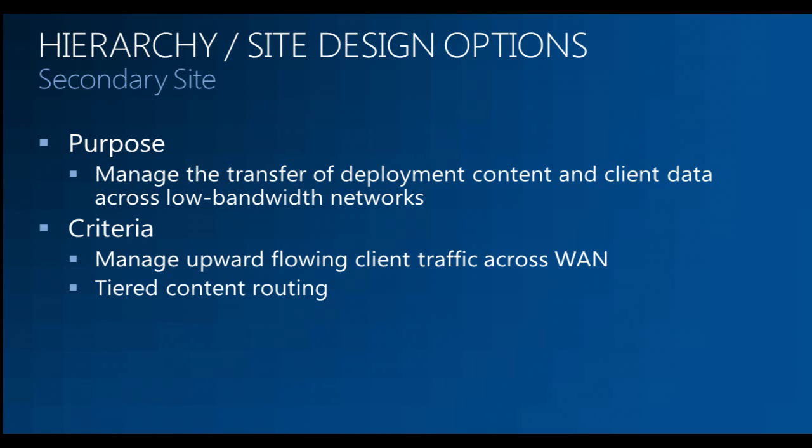So primarily, we're looking at managing the upward flow of client data, that combination of client count and WAN speed that may cause us to need a secondary site if we're concerned about affecting that WAN connection. The other aspect is we have tiered content routing down below. That would be a reason for a second primary.